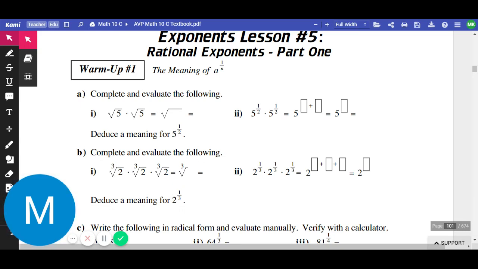This is the last lesson for this whole unit, so it's on exponents. We're going to have fraction exponents. So we did our regular exponent laws, then we did negative exponents. Now we're going to do fraction exponents. So things that look like this.